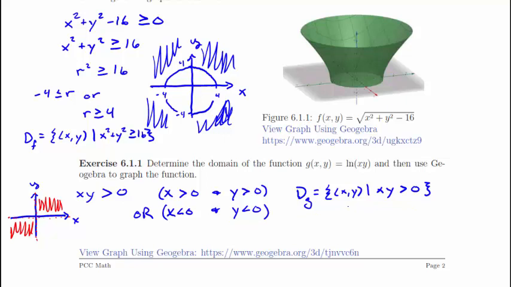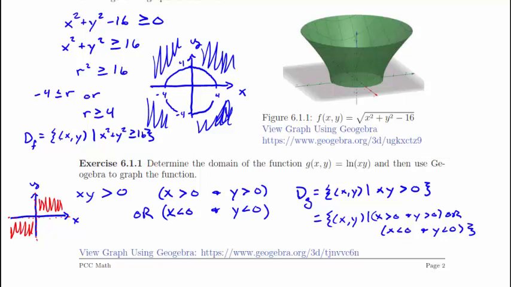The formal set notation here, we could write this in some more detail: the domain of G equals the set of x comma y such that x times y is greater than 0. If we wanted to be more descriptive, we could write the set of x comma y such that (x is greater than 0 and y is greater than 0) or (x is less than 0 and y is less than 0). Both of these are correct answers. The second one is giving us some more detail.